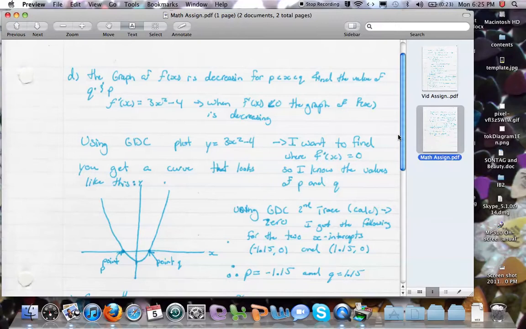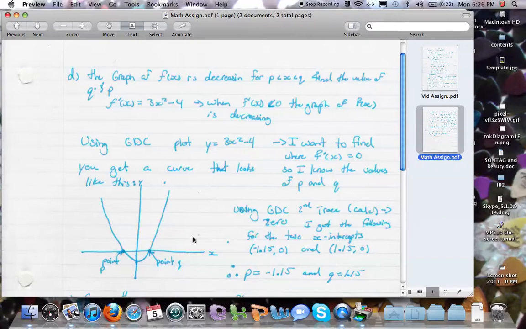And the reason why I did this was I wanted to know at what points f prime is negative. Because when f prime is negative, it means that the original graph f of x is decreasing, because f prime is just the gradient at any given point. So I plotted it, and you get a graph similar to this. And what I showed here is that the negative x-axis, the one to the left of the y-axis, is point P, and the one to the right of the y-axis is point Q.